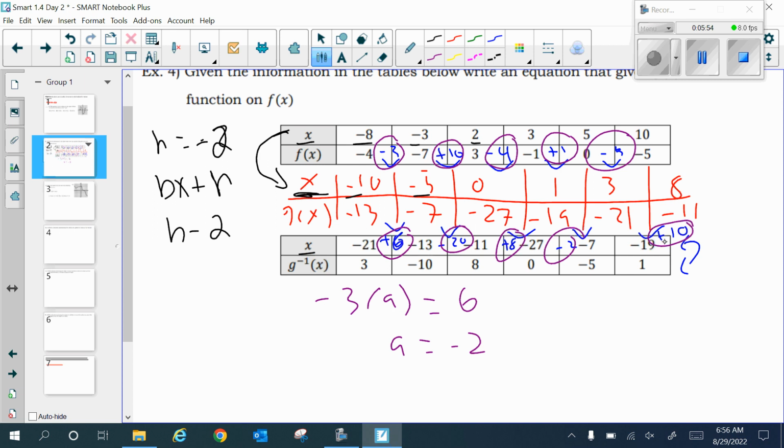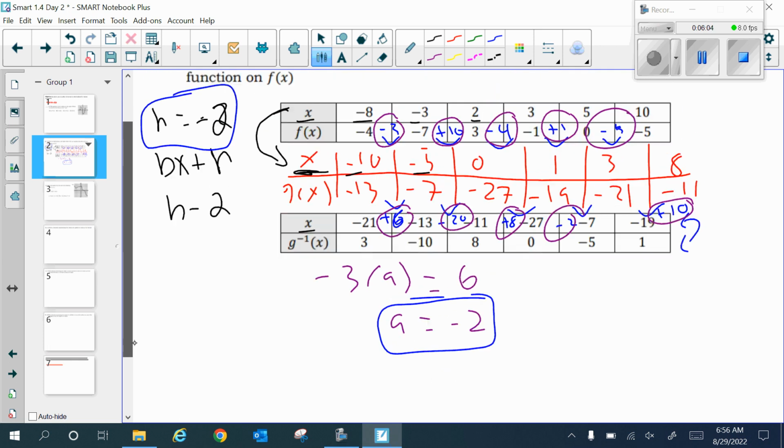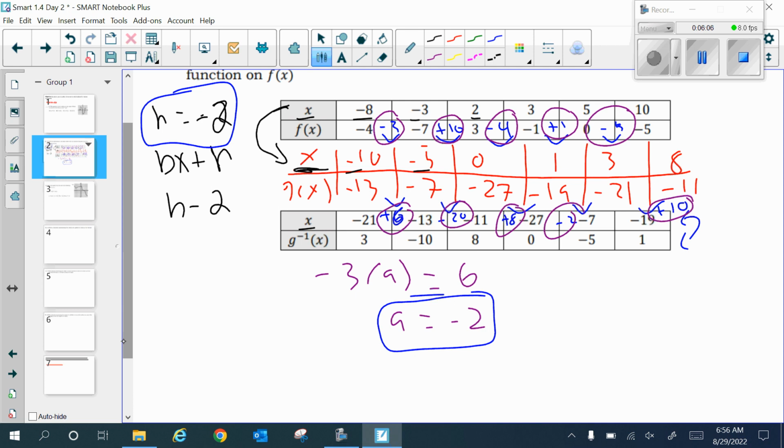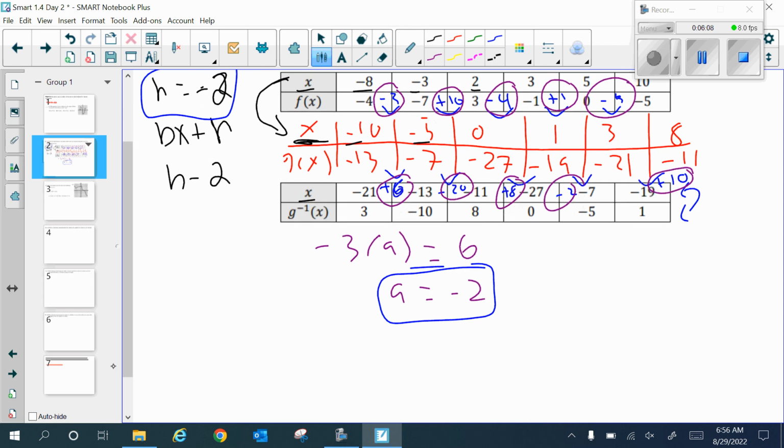So I have my a value, right? So now I also know that my a is -2. So far I have my a and my h. I know I don't have a b value, and all I need to do now is solve for my k. So for my k value, what I could do is just plug in a point. I know that my transformation rule for the y's should be ay plus k. I know my a value, I don't know my k value.